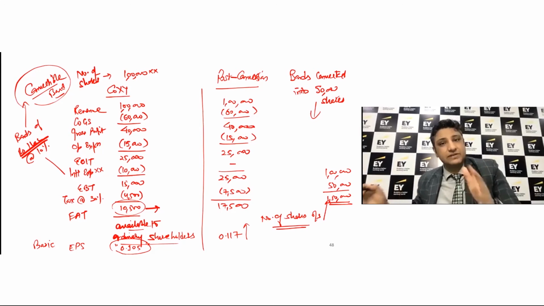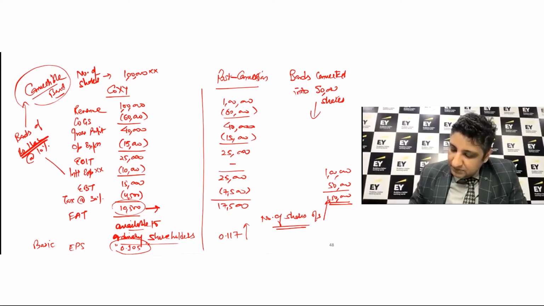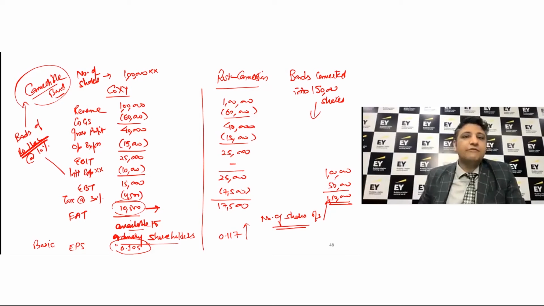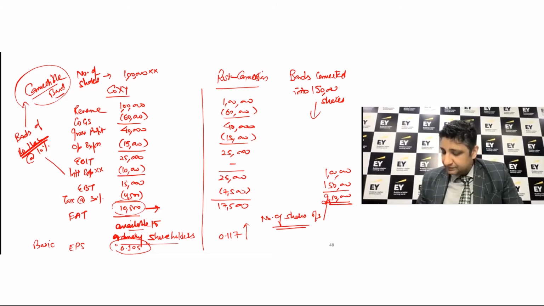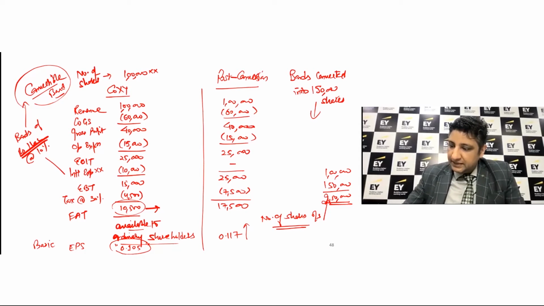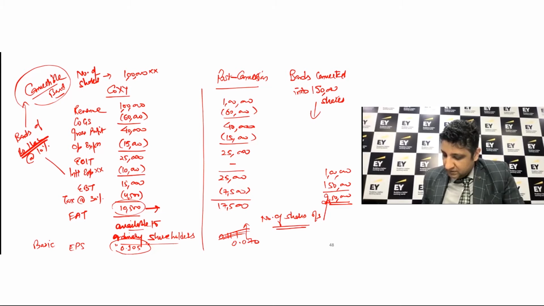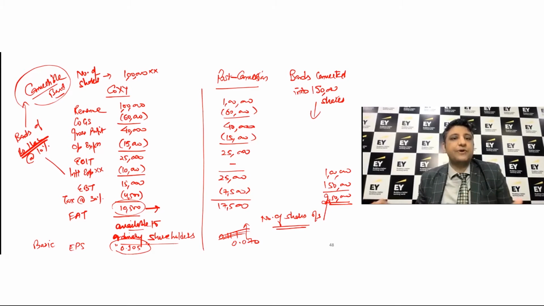But let us say, for the sake of argument, these bonds had converted into 1,50,000 shares instead of 50,000 shares. Now, what is the consequence? The total number of shares outstanding would have been 2,50,000. And now, if I were to calculate the EPS, that would be 0.070.